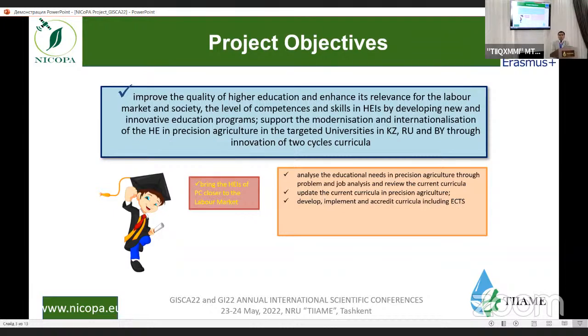Also, one of the aims is bringing the higher education institutions of precision agriculture to the labor market. Also, we have already completed such objectives, which are updating the current curricula related to precision agriculture, and developing, implementing, and accrediting the new curricula in partner universities, including ECTS accreditation. Next slide, please.